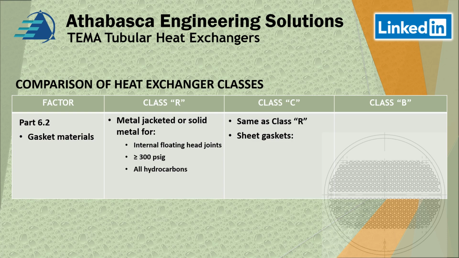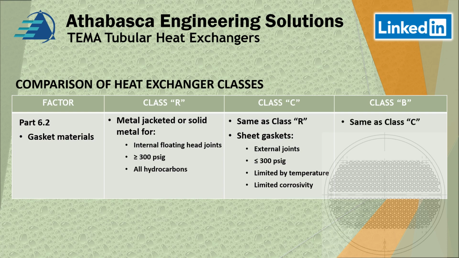So one is allowed to use sheet gaskets provided that they're for external joints, that the pressure is equal to or less than 300 psig, and it's limited by the temperature of the sheet gasket material. And the last thing, it's also limited by the corrosivity, so you have to make sure the fluids you're using are compatible with those types of gaskets. And for Class B, follow all of the rules for Class C.